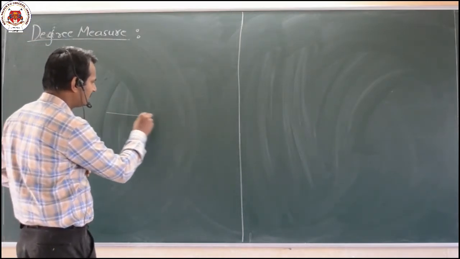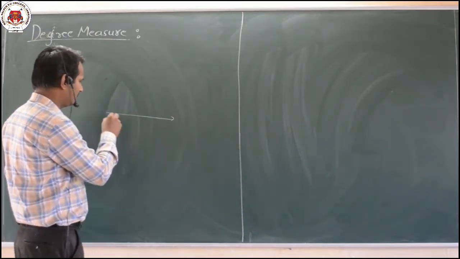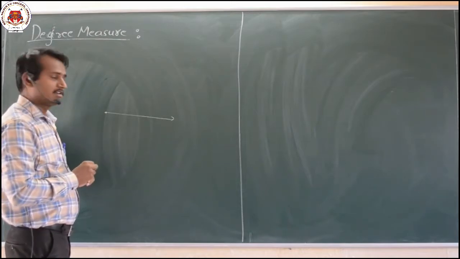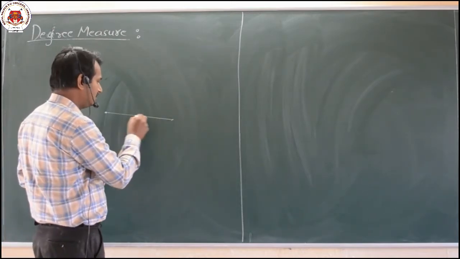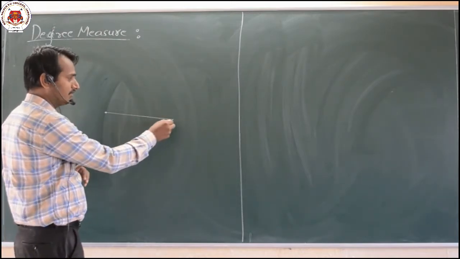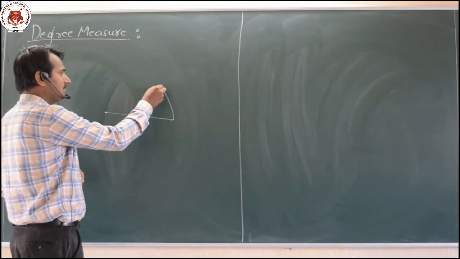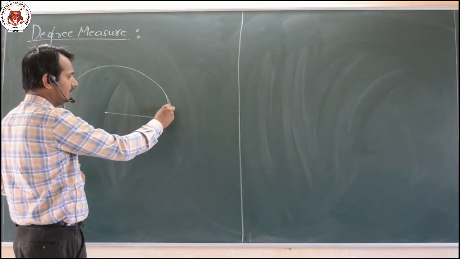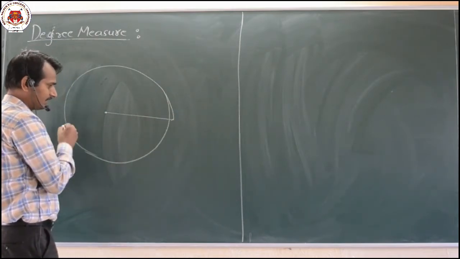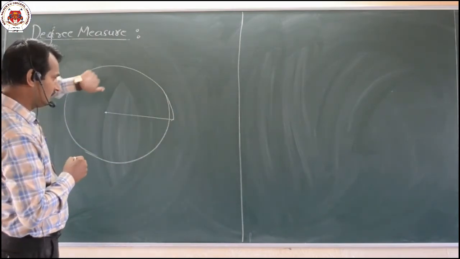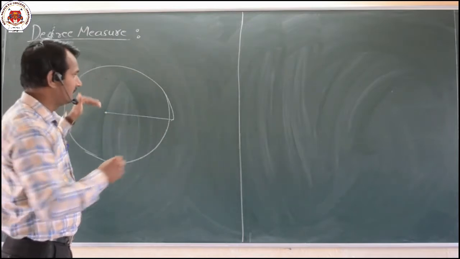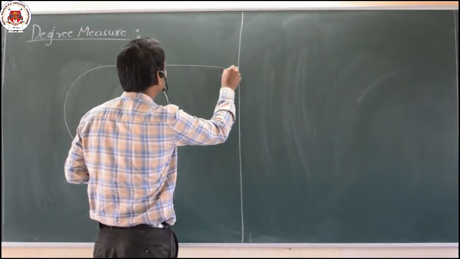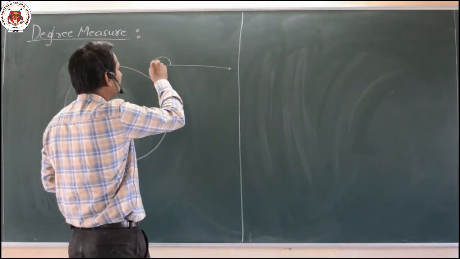Now let us take an initial line, or a ray here. We know that it is an anti-clockwise direction if you are rotating this ray. So one whole complete circle I will get here if I am rotating the initial ray from here to here again.